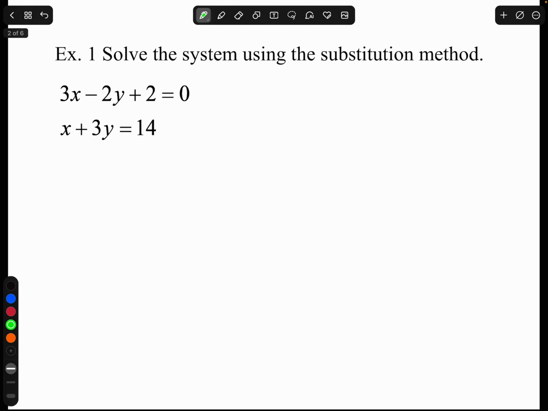Let's go ahead here and look at some of our algebraic methods. So we're not going to focus on the graphing part right now. We're going to focus on the algebraic methods. First example is going to ask to solve the system using the substitution method. So remember, substitution, this is the one where we want to isolate a variable.